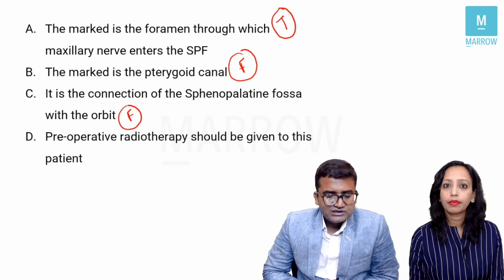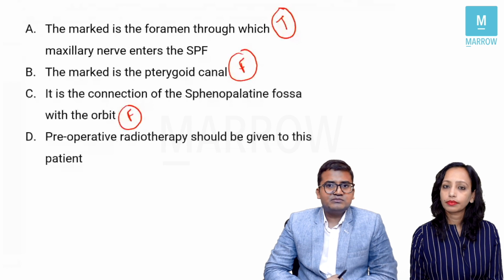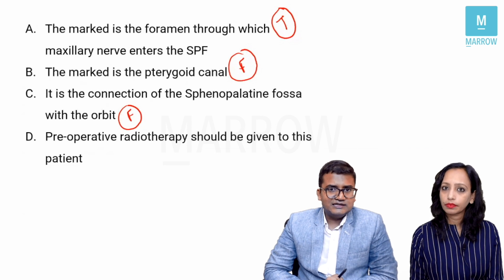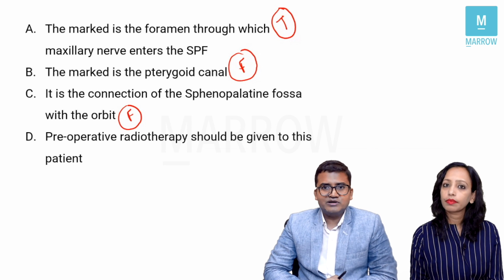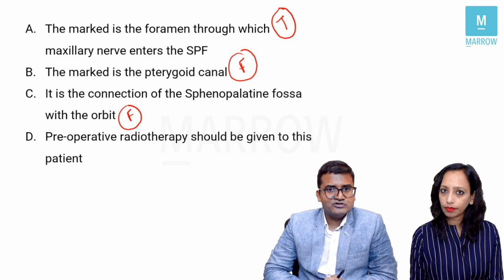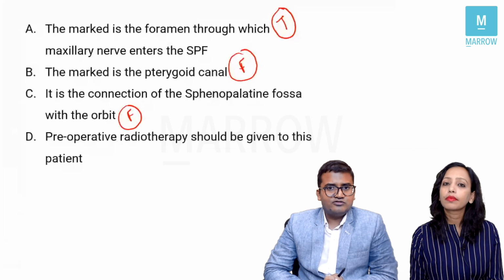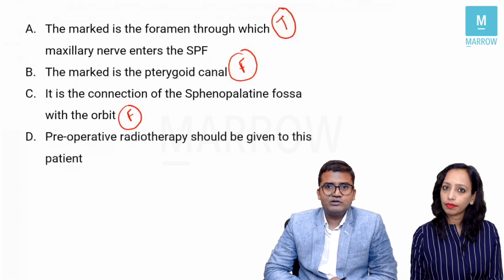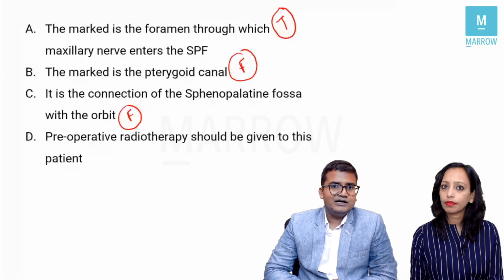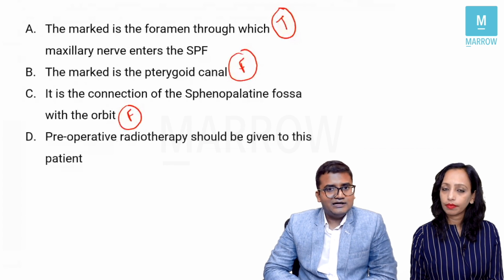Option A is true. So to summarize, please remember the boundaries of the sphenopalatine fossa. Any tumor in the nasal cavity, via the sphenopalatine foramen, can come to the sphenopalatine fossa or pterygopalatine fossa. From there, it goes to the orbit via the inferior orbital fissure. From this sphenopalatine fossa, it can go to the middle cranial fossa via the foramen rotundum and via the pterygoid canal. And laterally, the tumor can come to the infratemporal fossa.